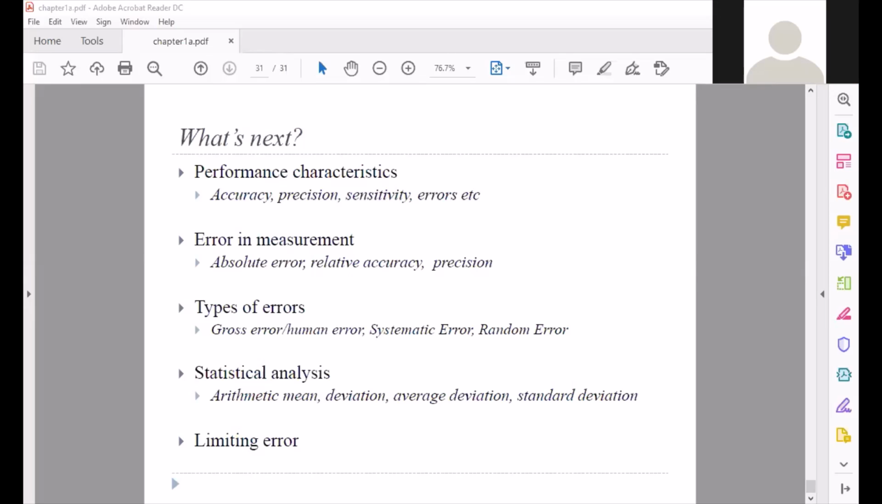Sir, can I know, will you upload the slides on the learning platform? No, I will just pass them to the group. Don't worry, after that I will pass them to the WhatsApp group. All right, thank you.